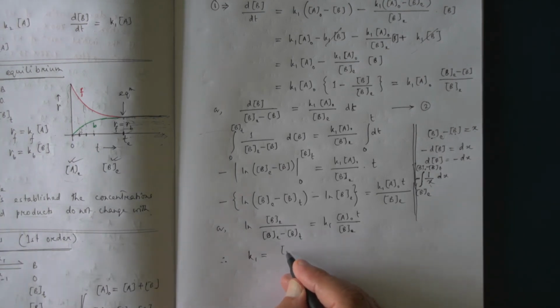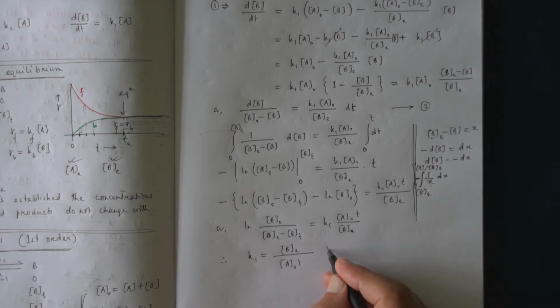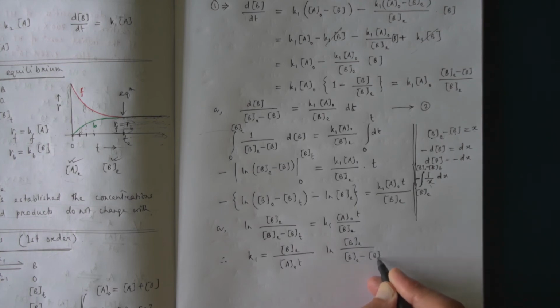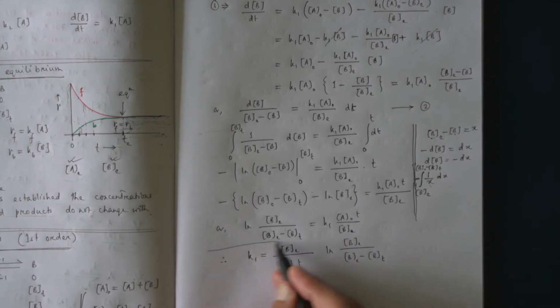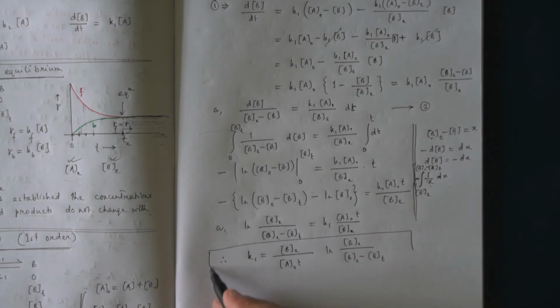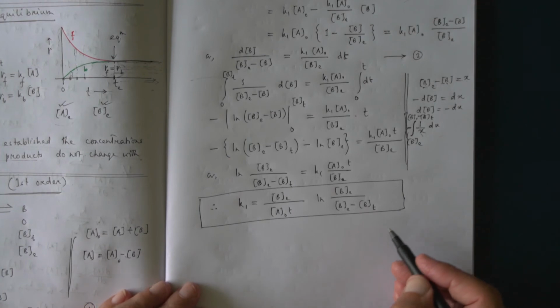Okay, so from this k1 equal to be by (a naught t) ln be by (be minus bt). So we have found an expression for the rate constant of the forward direction.